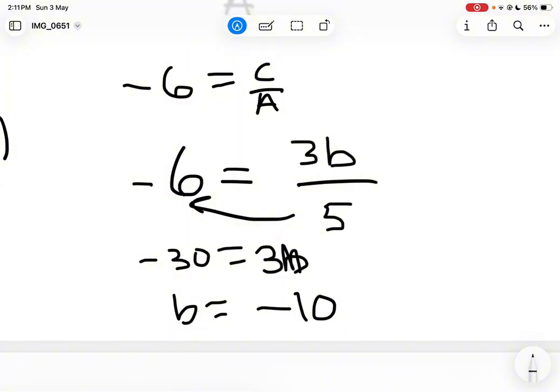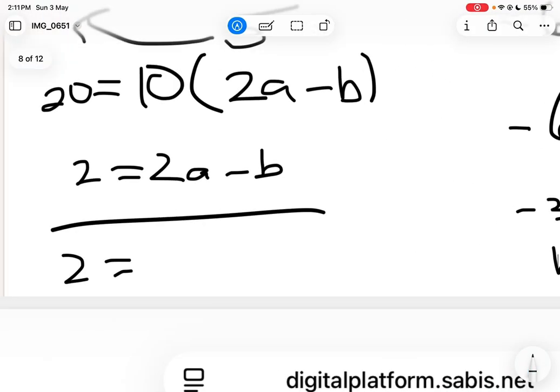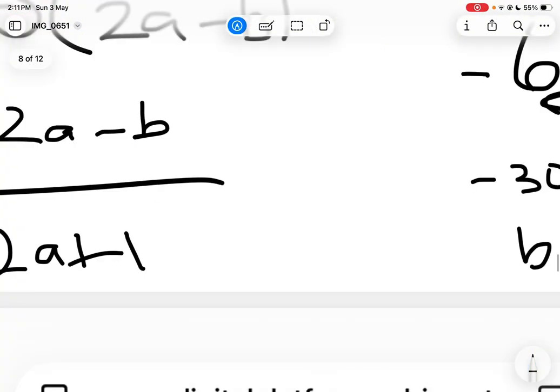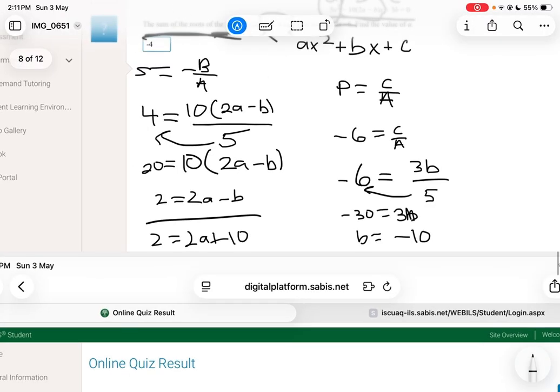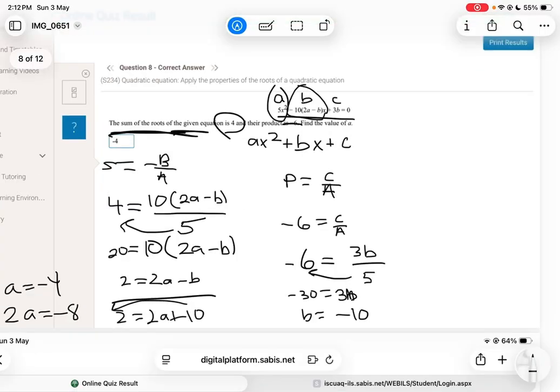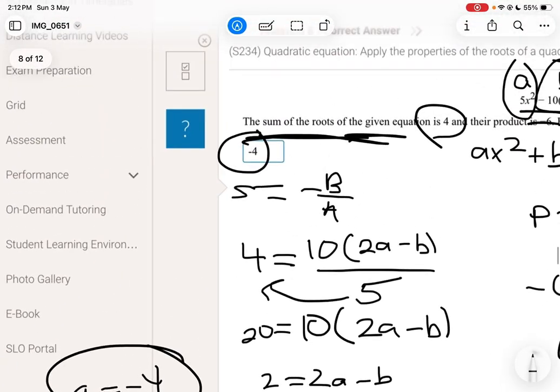Since you have B now, you can replace B in this equation for you to find A. Okay? So now you do 2 is equal to 2A minus B. So minus B, so minus minus 10. So it'll be plus 10. Okay? You move the 10 there. So minus 10 plus 2 is minus 8. So 2A is equal to minus 8. A will be equal to minus 4. You have A as minus 4 and B as minus 10. They want us to find A. So we just found A, which is minus 4. And you just put minus 4 and that's it.